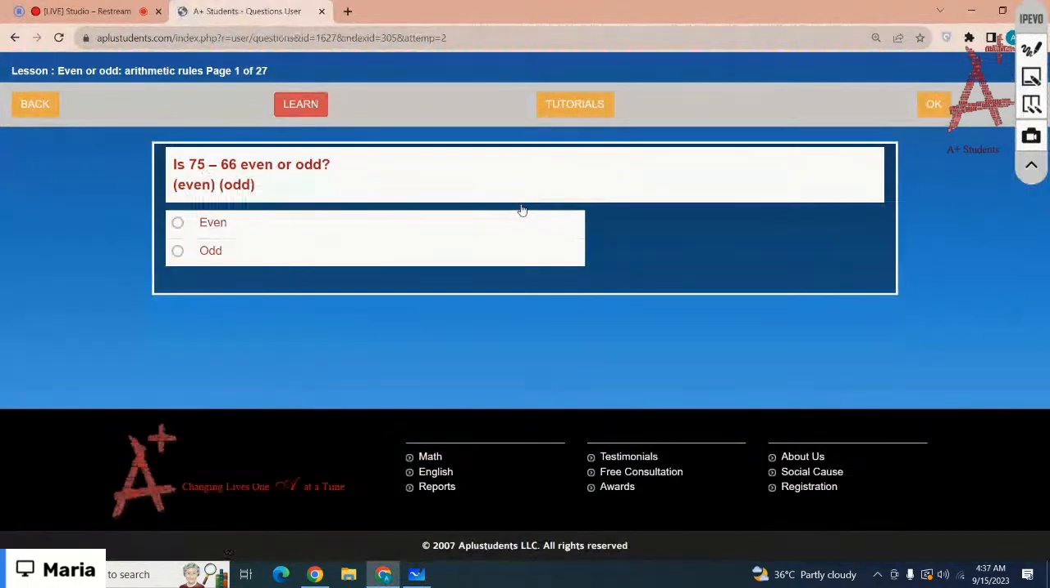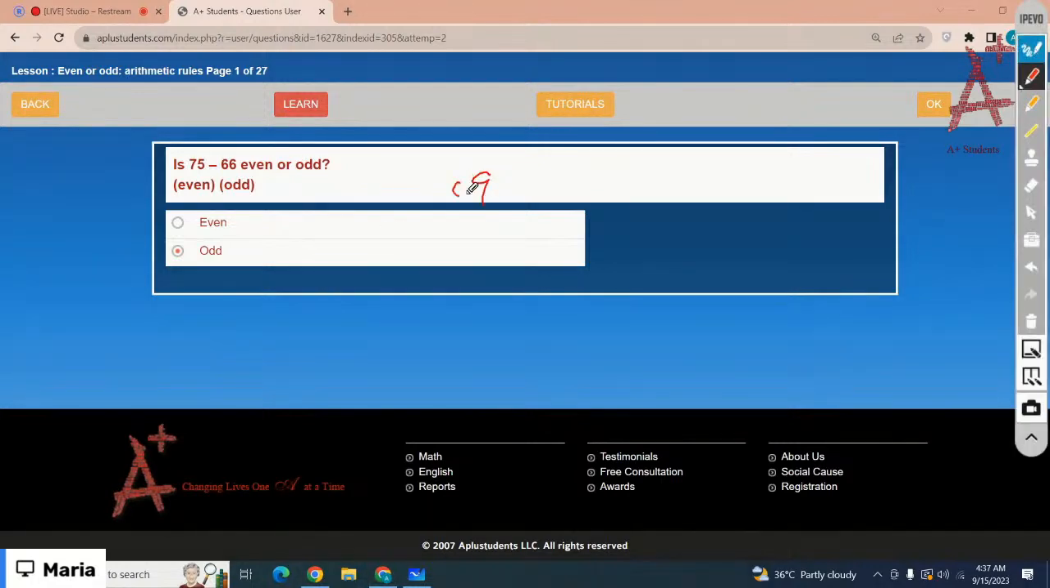Is 75 minus 62 even or odd? So you are subtracting an even and an odd number, right? So that means subtracting an even and odd number, the result must be odd in this case, so it would be odd. You can even check by subtracting. 15 minus 6 is 9 when you subtract them. And 9 is an odd number, isn't it? So the correct option is odd, right?